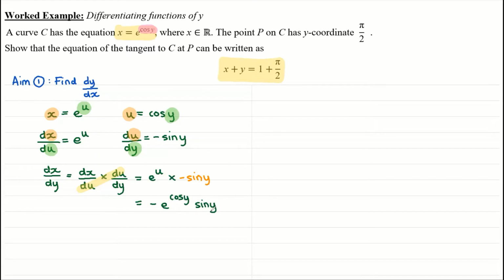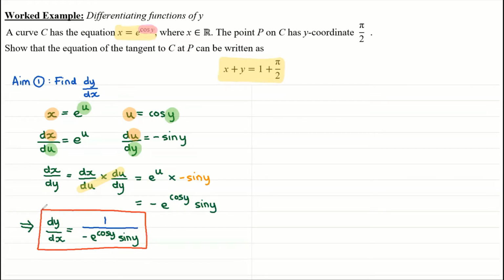Okay. To get dy by dx, we need another step here. So dy by dx is going to be the reciprocal of what I've just found. So that's going to be 1 over all that, and it's negative. I'll put the negative in the denominator. I'll keep it there. Negative e to the cos y multiplied by sine y. Okay, so whatever you do, do not forget that step. So this is the gradient of the curve that we've just found. So that's dy by dx.